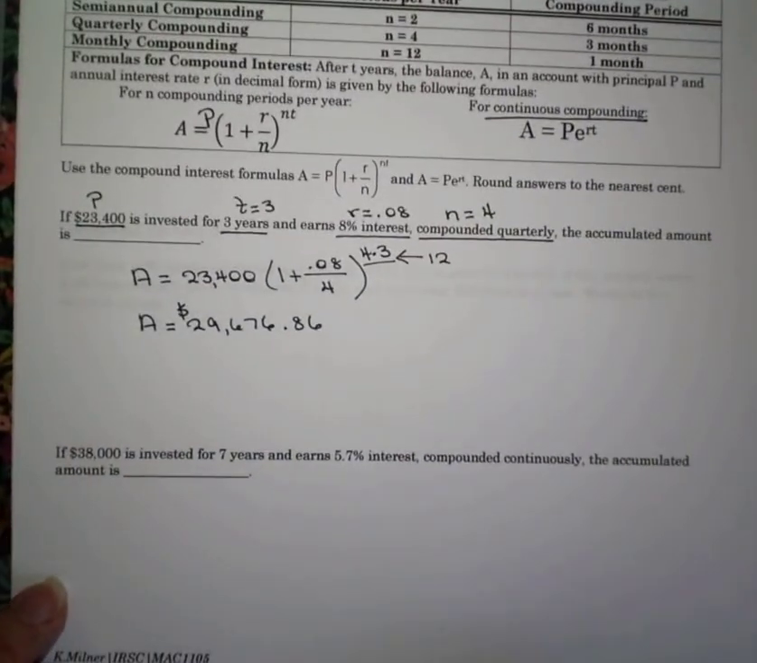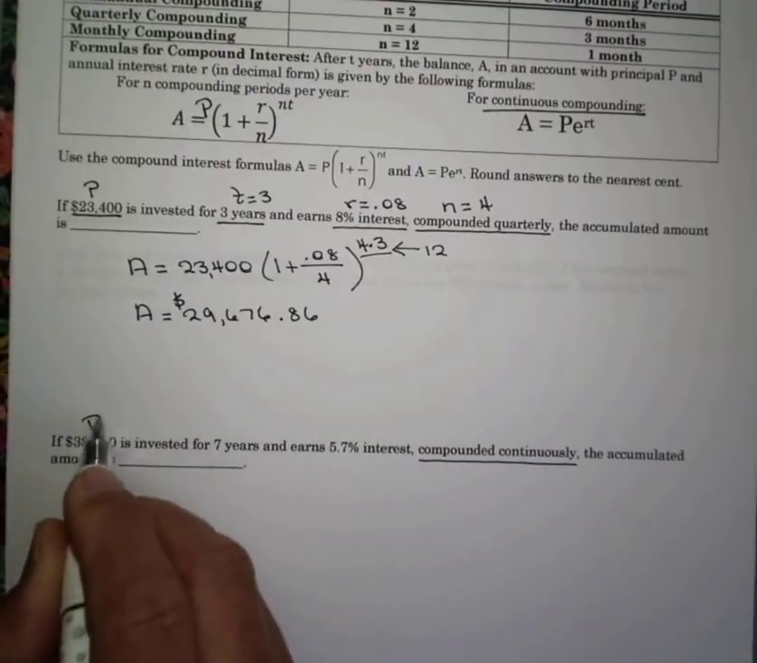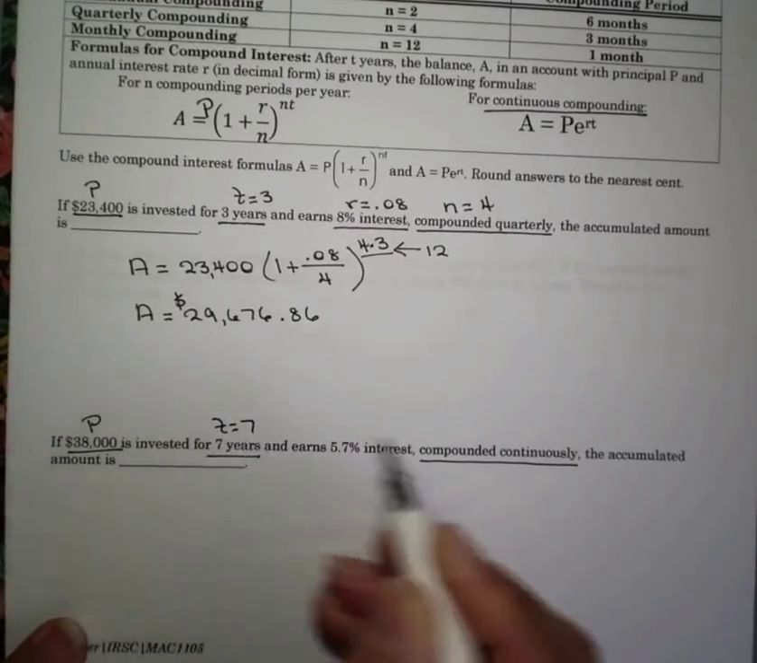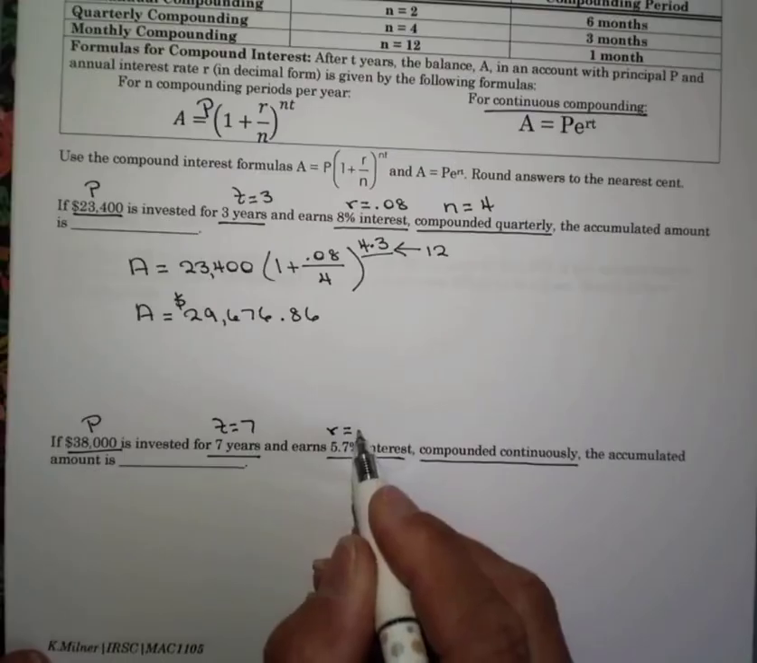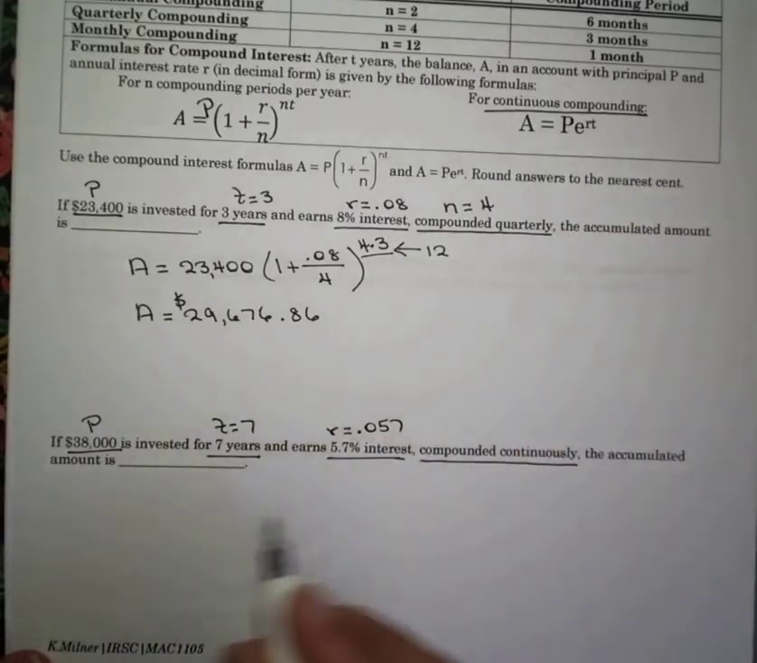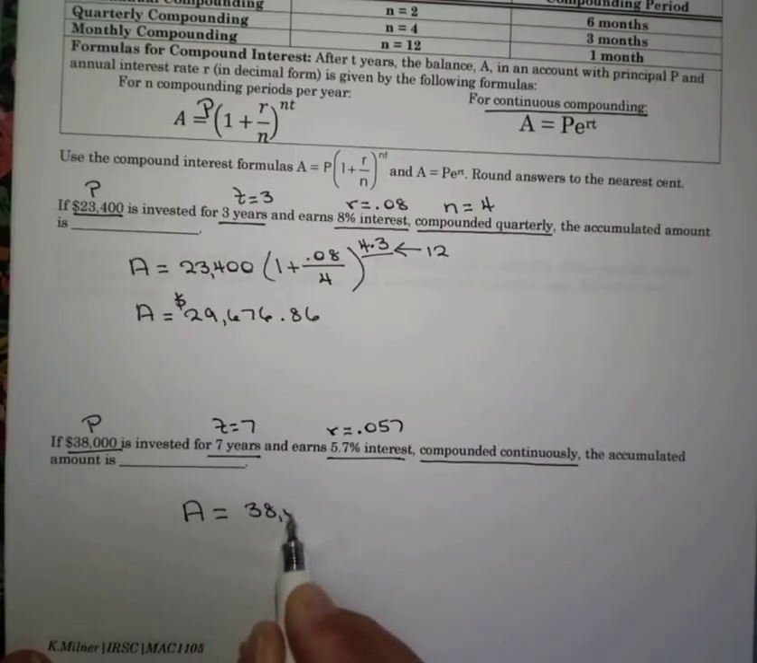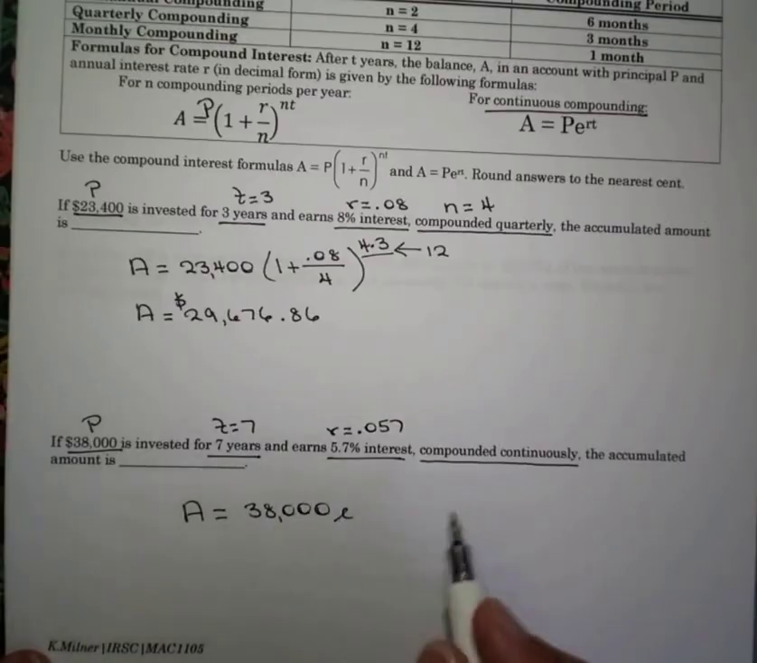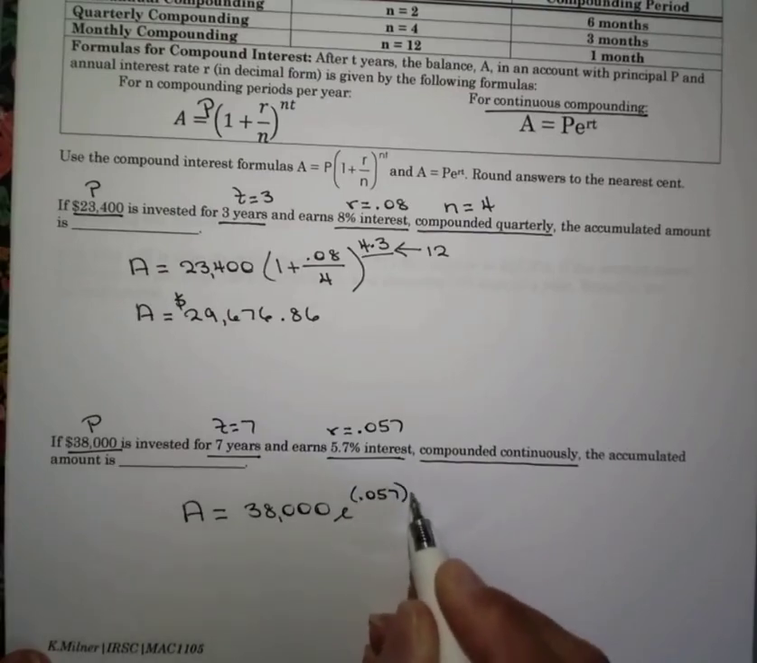We've got an amount that's invested for 7 years, and this time compounded continuously. So this is my principal right here. It's invested for 7 years. That's going to be time is equal to 7. And here's my rate. And when I say 5.7, I have to do that as a decimal, 0.057. And continuously gives me this formula that I need to use. So I'm going to say A is equal to the principal of 38,000 times E raised to the power of the rate times the time, right? So I'm going to say 0.057 times 7.